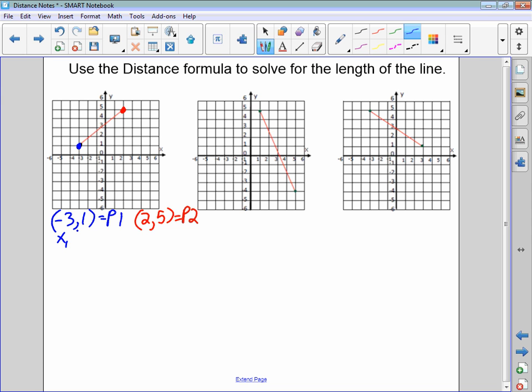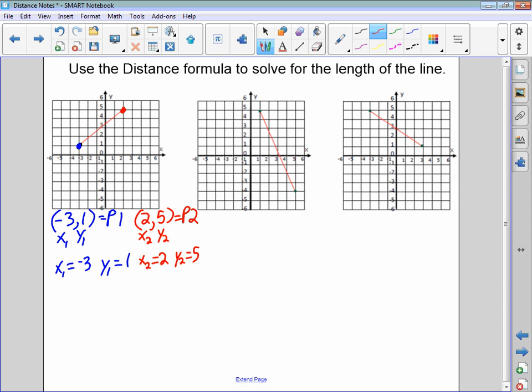P1 gets x1, y1. P2 gets x2, y2. So that makes x1 equal -3, y1 equals 1, x2 equals 2, and y2 equals 5.